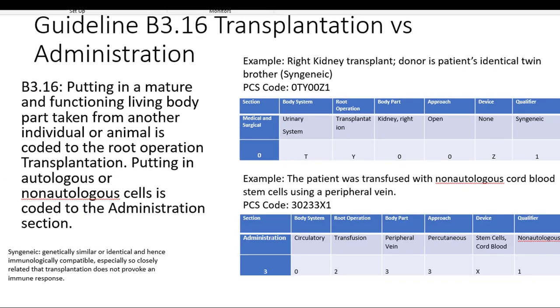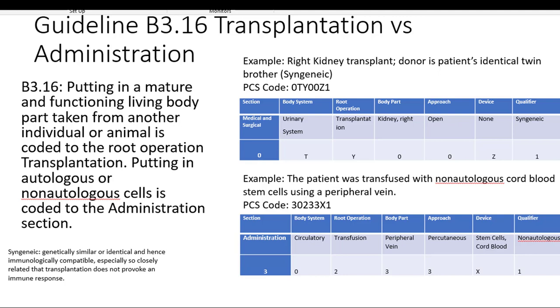Guideline B3.16, transplantation versus administration. If the surgeon is putting in a mature and functioning living body part taken from another animal or individual, that's a transplantation. If the surgeon is putting in autologous, meaning the patient's own cells, or non-autologous, cells that are not the patient's, that is coded in the administration section. So here's a different section again than med-surg. And I have there how you would code that and the PCS codes for each, the transplantation at the top and the transfusion of the cord blood at the bottom.